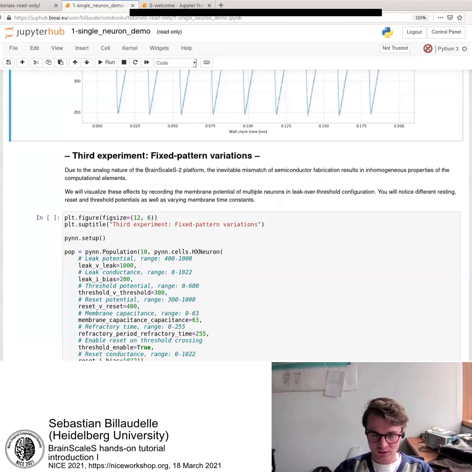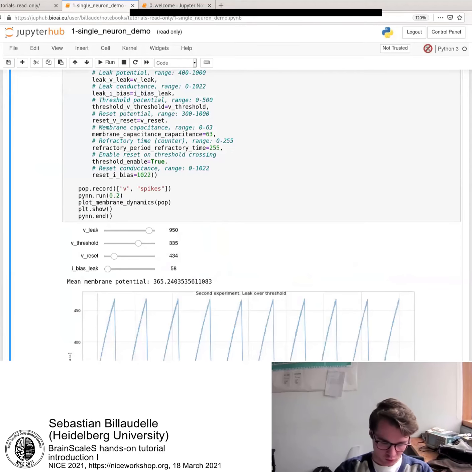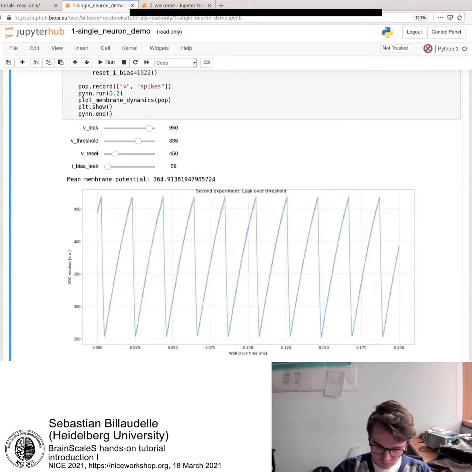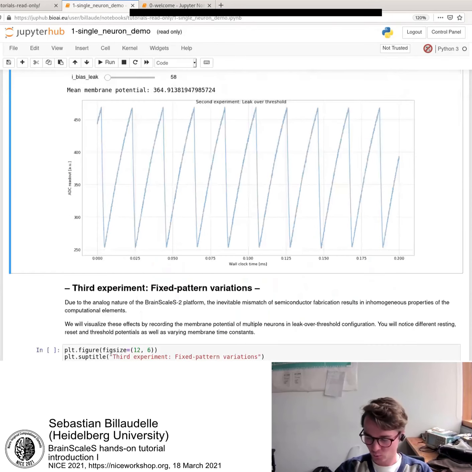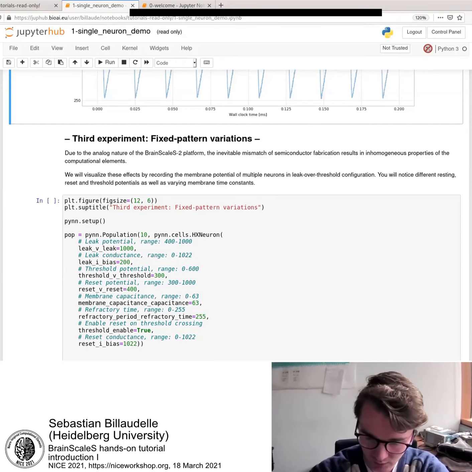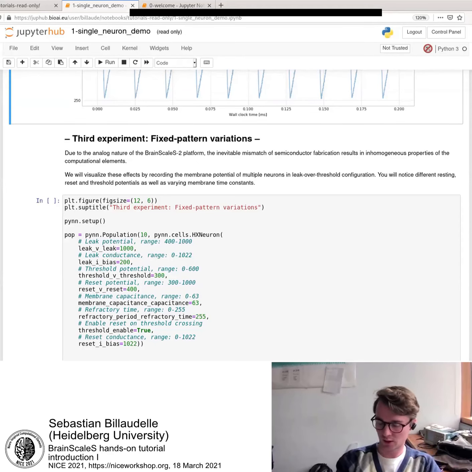As you saw, these circuits can be tuned, and you maybe also notice the analog nature of these traces, right? We have some noise on there, but there's one more thing to take into consideration when using these circuits, and that is that if you have a look at two neighboring neurons or multiple neurons on the ASIC, they don't necessarily have to behave in the same way. This is due to manufacturing deviations. So each of these neurons will behave slightly differently. This is called fixed pattern variation, and we can try to visualize this in the next experiment.